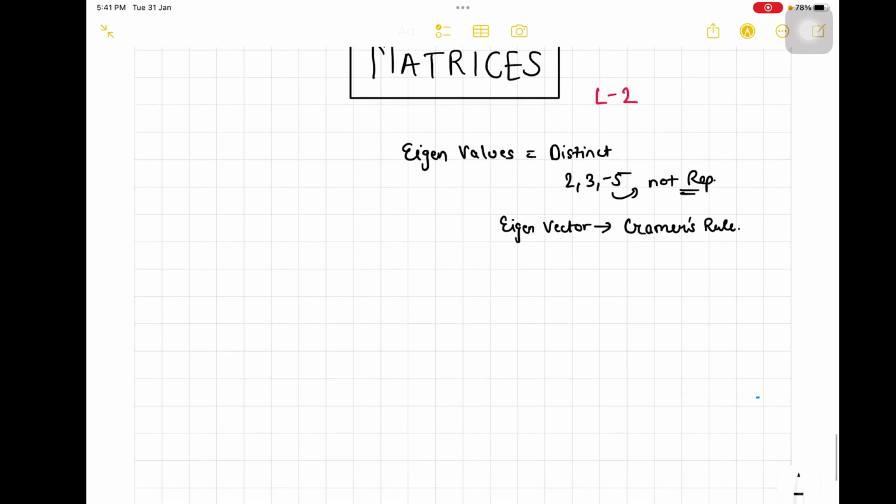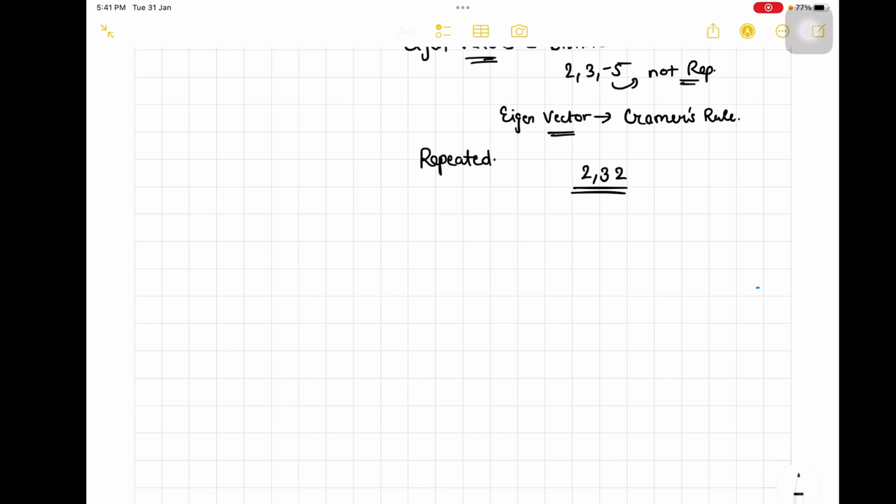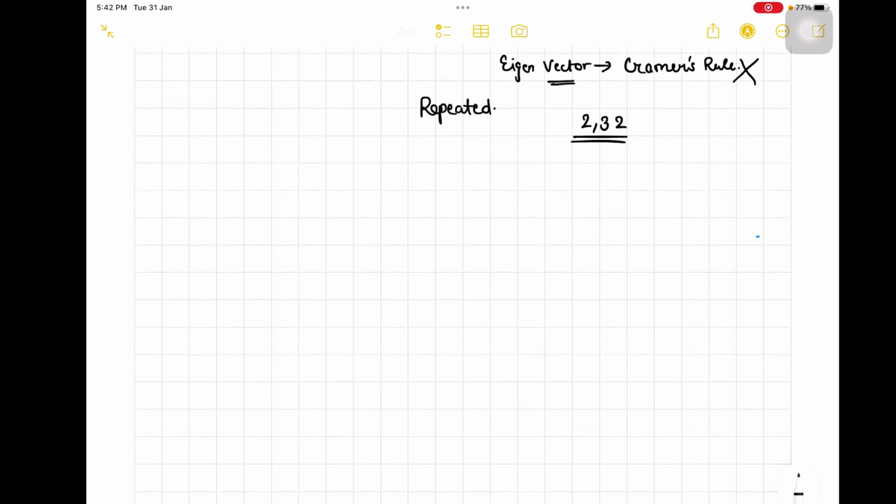But today we are going to see how to calculate eigenvectors if the eigenvalues are repeated. Like if we get eigenvalues as 2, 3 and 2, how to calculate the eigenvectors? So the method will be different. We will not be using Cramer's rule here. We will be using row operations. So for that, first you need to understand what is upper triangular or lower triangular matrix.